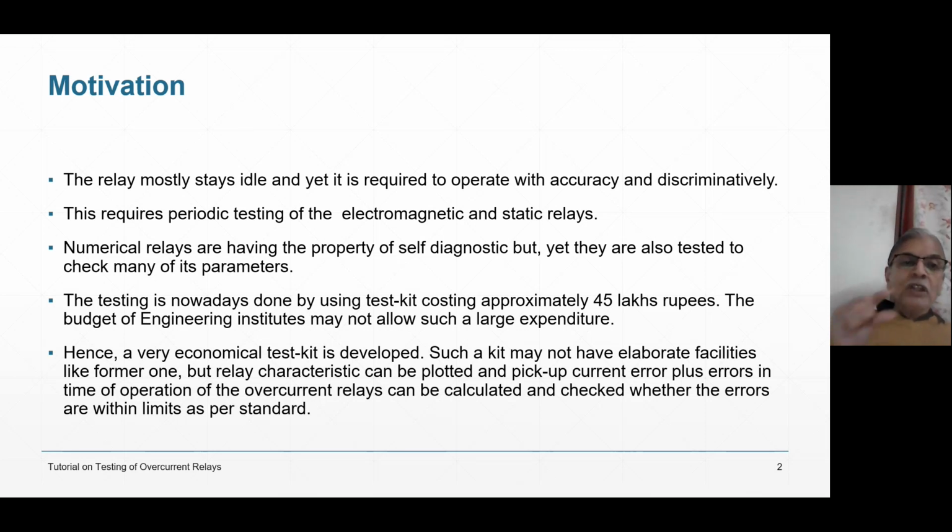And on the display panel, some number will be displayed, and you will come to know what kind of error is there, what kind of trouble is there. That is known as IRF, internal relay failure facility. But yet even people are testing numerical relay because you would want to see whether the relay is working according to its parameters or not. So numerical relay is also tested. So testing is a must.